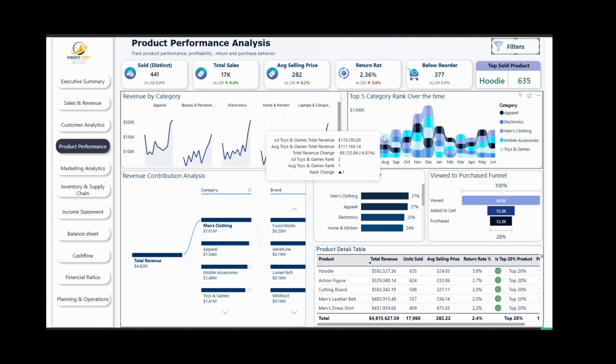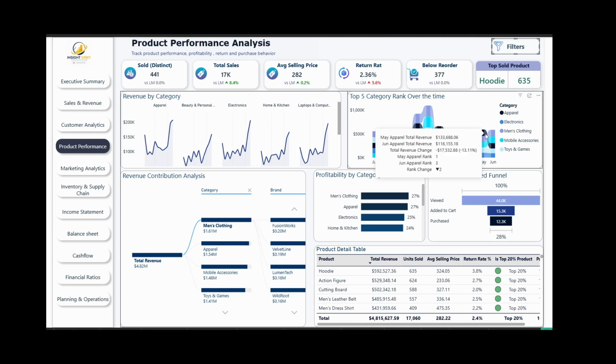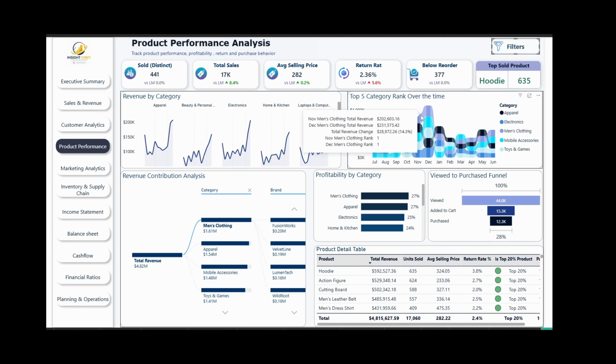Next, the category rank over time visual. This visual is a ribbon chart. The purpose of this chart is not only to show the revenue but also to show the change in ranking. For example, a category that was number 1 last month may become number 3 this month. This helps the business understand shifting customer demands and market trends.